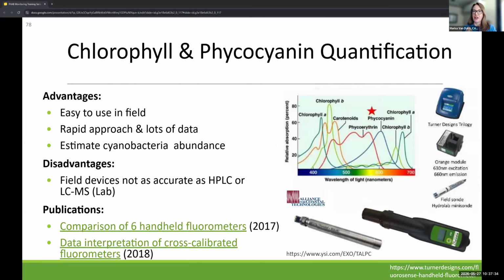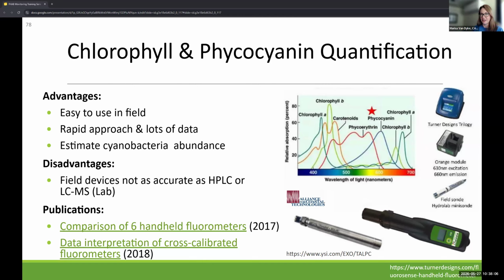Analysis of photosynthetic pigments, particularly chlorophyll, is really common. A lot of eutrophication monitoring programs, to understand the severity of eutrophication or nutrient pollution in waterways, measure chlorophyll in their water samples. Cyanobacteria and algae both contain chlorophyll in their cells, so it's a common pigment to analyze.